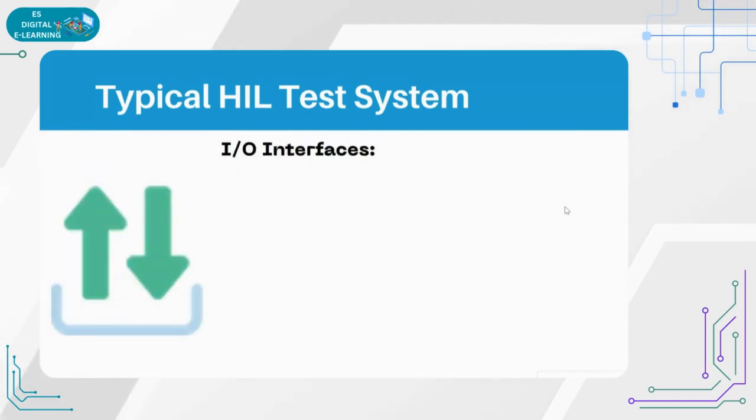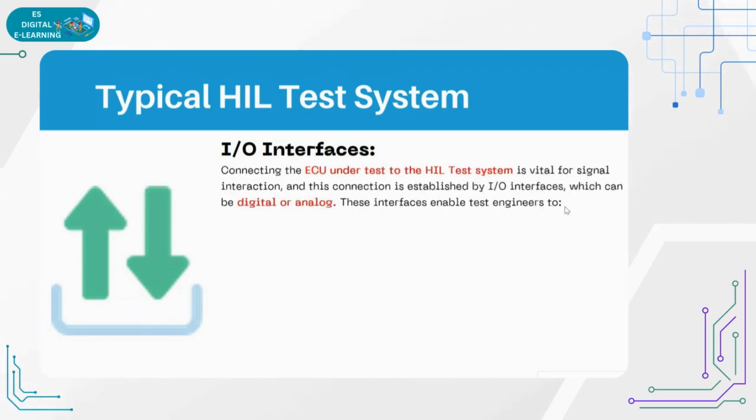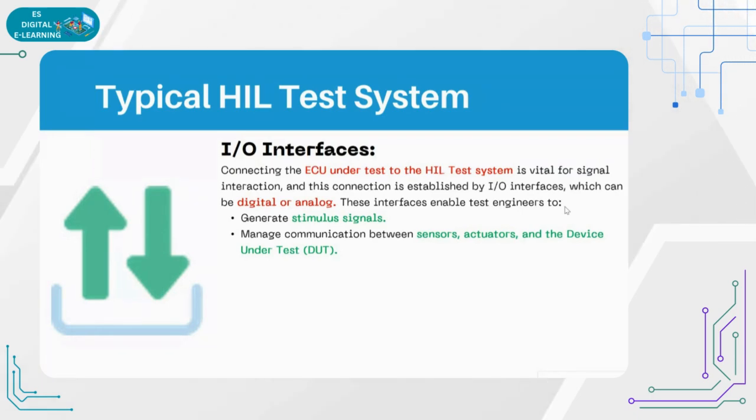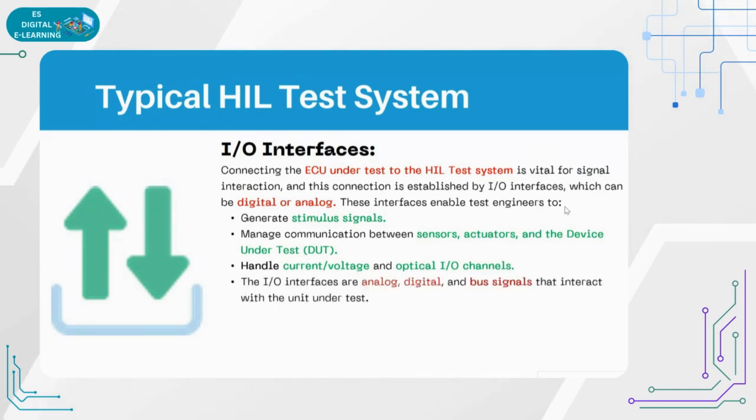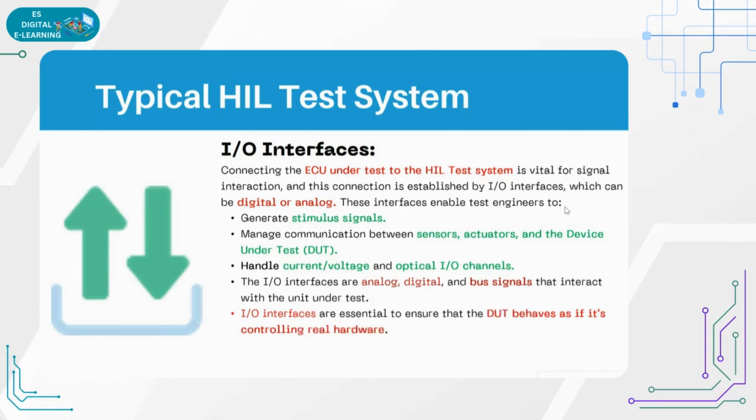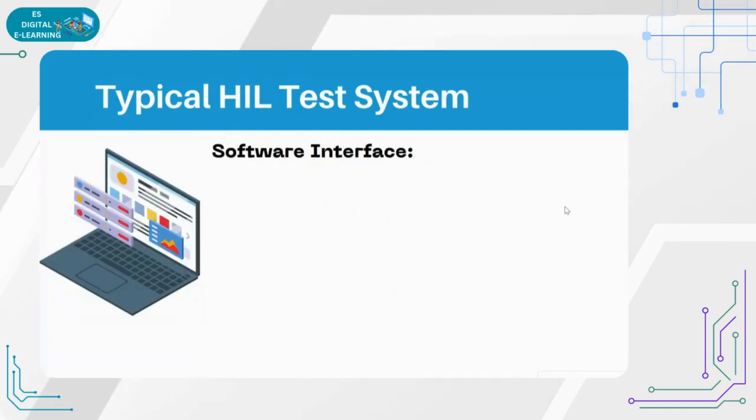Next is the IO interface. It is used to take the analog data and digital data, and it is able to simulate the signals. It manages the IOs and the sensors, and specifically the voltage-related signals are also communicated and exchanged. It is the same: analog, digital and bus signals, and the real controlling information will be captured.